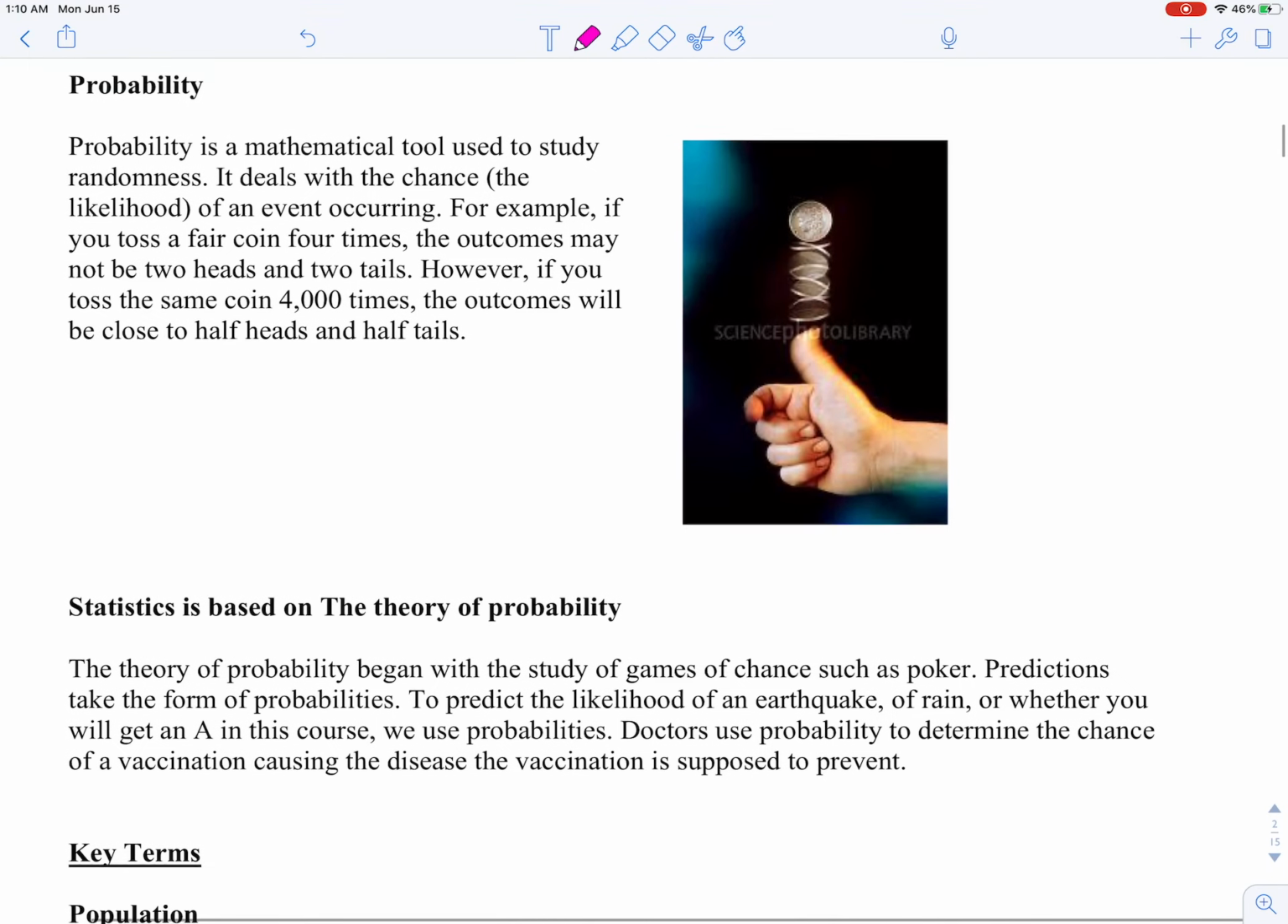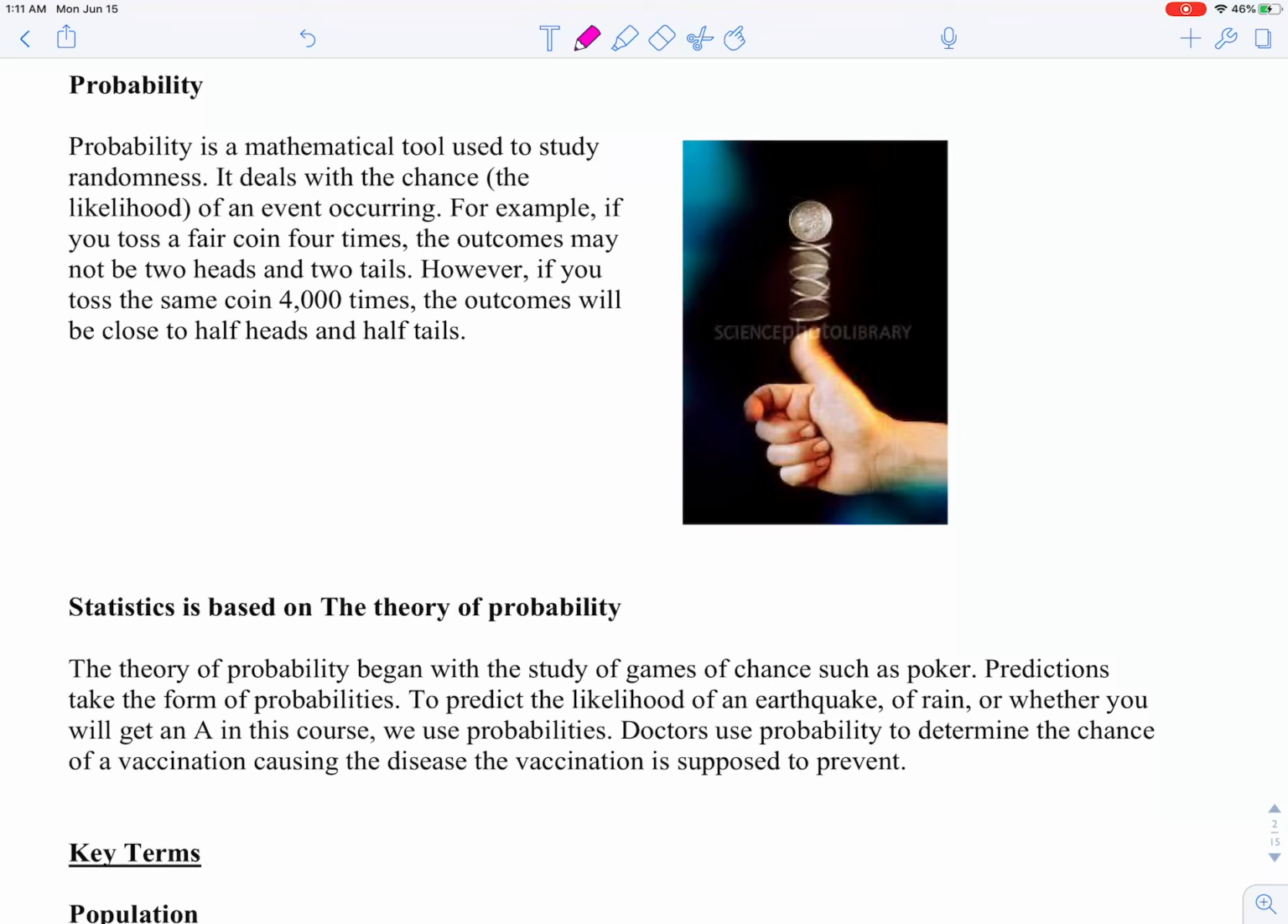All right, so statistics is based on the theory of probability. The theory of probability began with the study of games of chance such as poker. People playing those kinds of games are trying to make money. So where there's money, people maybe want to try to cheat the system or figure out a more efficient way. Well, statistics and probability does that for you.